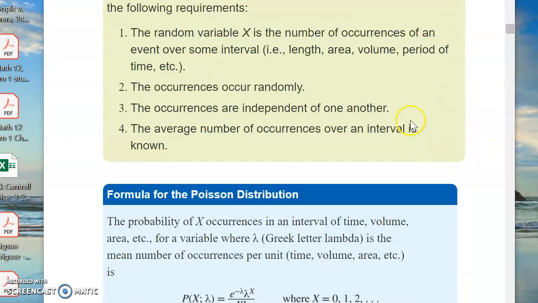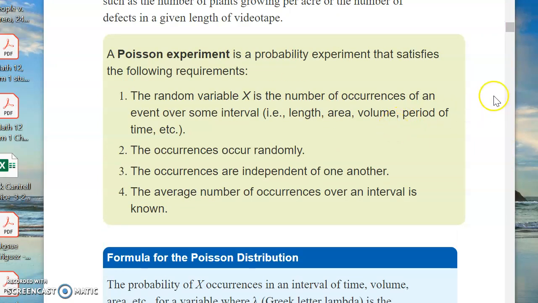All right, so anyway, here's the definition of the probability distribution. Here are the certain requirements. X is the number of successes, as always. We're always talking about number of successes, and it's got to be over some interval. The occurrences occur randomly. The occurrences are independent of one another, so if your sampling is with replacement, and the average number of occurrences over some interval is known.